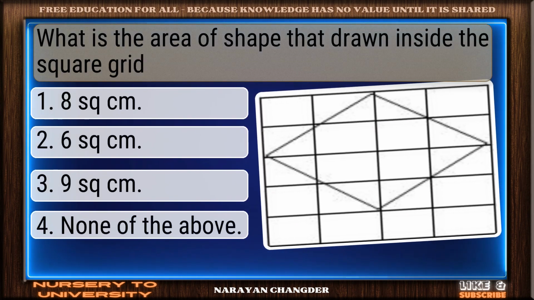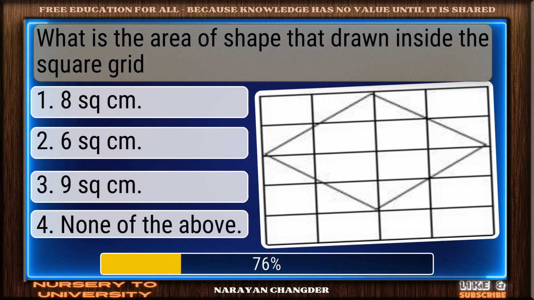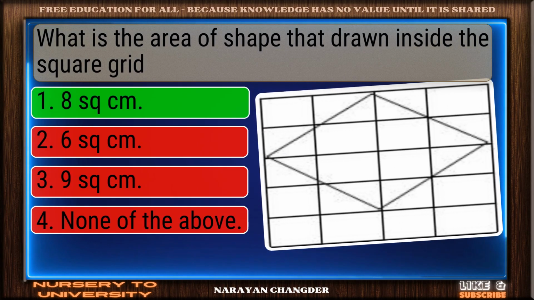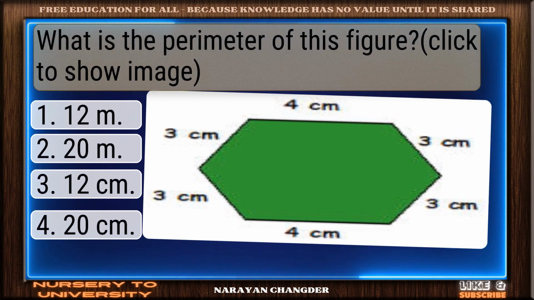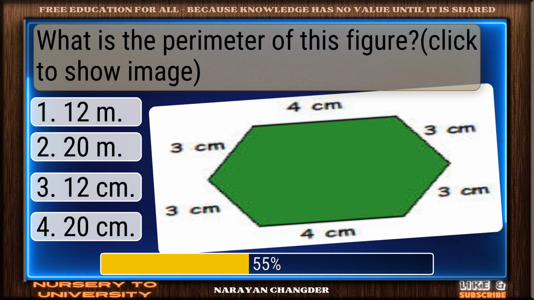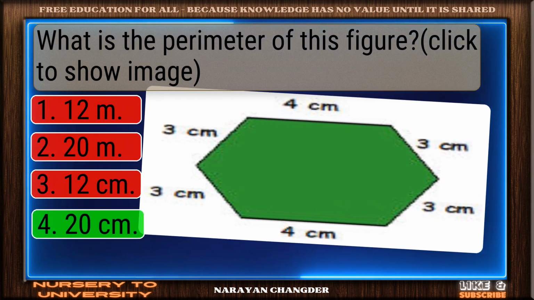What is the area of shape that is drawn inside the square grid? Bravo! 8 cm is the answer. What is the perimeter of this figure? Correct. 20 cm is the right answer.